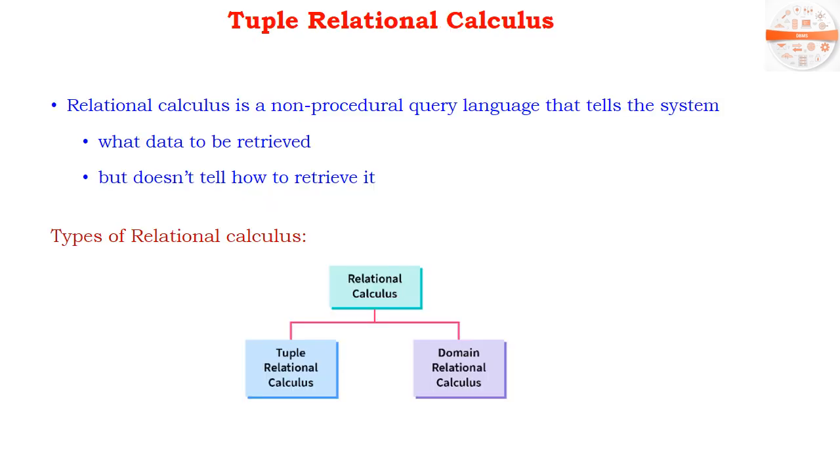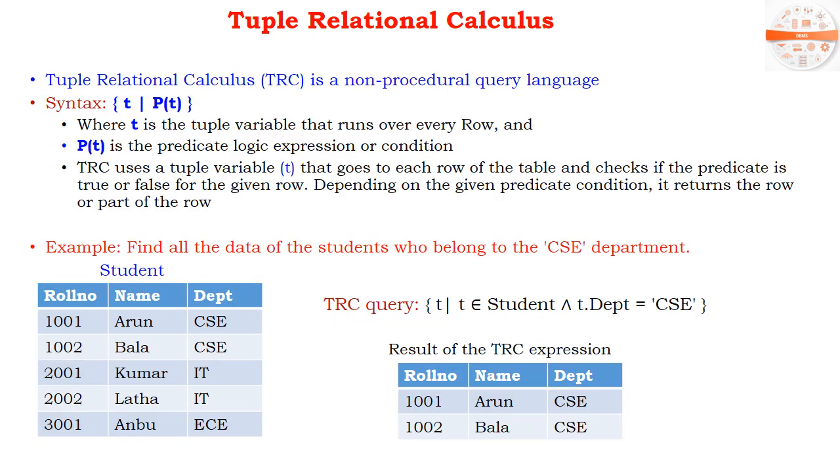What is meant by relational calculus? It is a non-procedural query language that tells the system what data to retrieve, but does not tell how to retrieve it. What are the types of relational calculus? Tuple relational calculus and domain relational calculus. Let's start with tuple relational calculus.